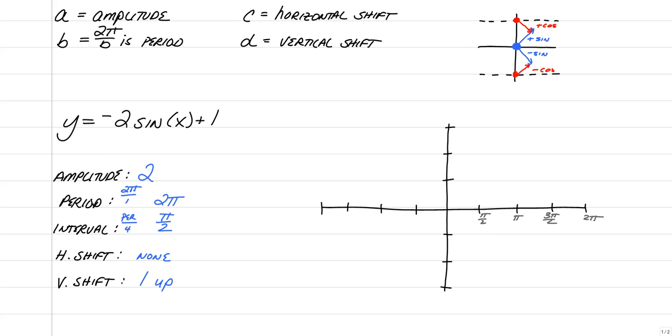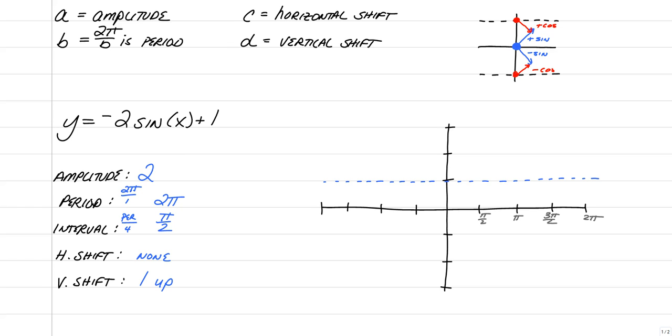The second thing I recommend that you do whenever you're doing any of these is draw a node line for your vertical shift. So we have a vertical shift of 1 up. That means this entire graph is going to be shifted up 1. So there's your new node. That's the node line or the center line.